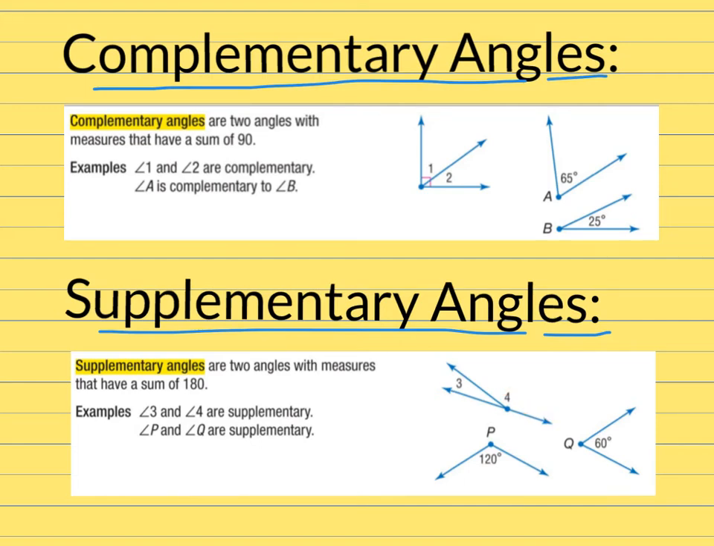We can also have two angles that are not touching, as long as they don't have to be adjacent angles, as long as the sums of their angles add up to 180 degrees. That makes them supplementary.